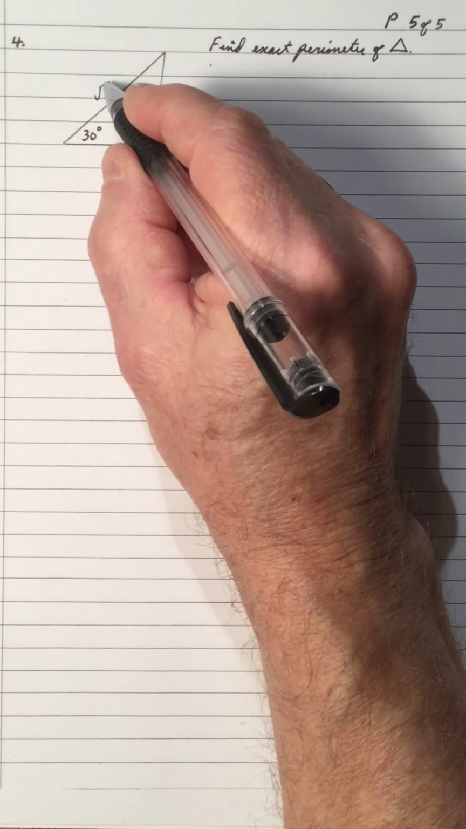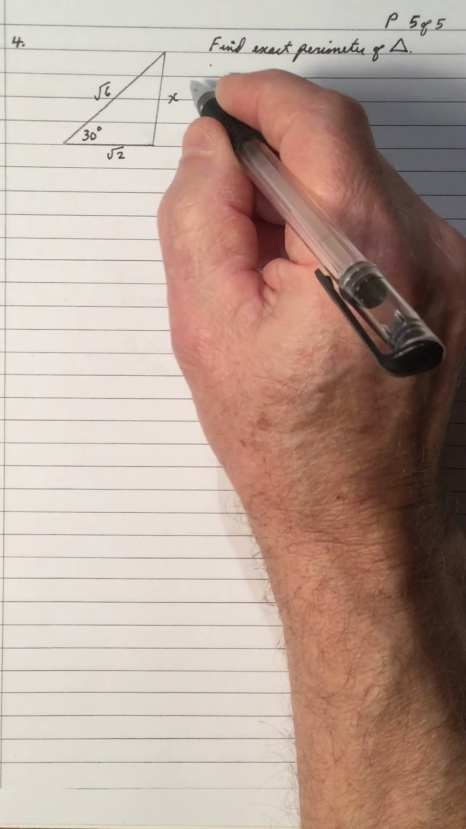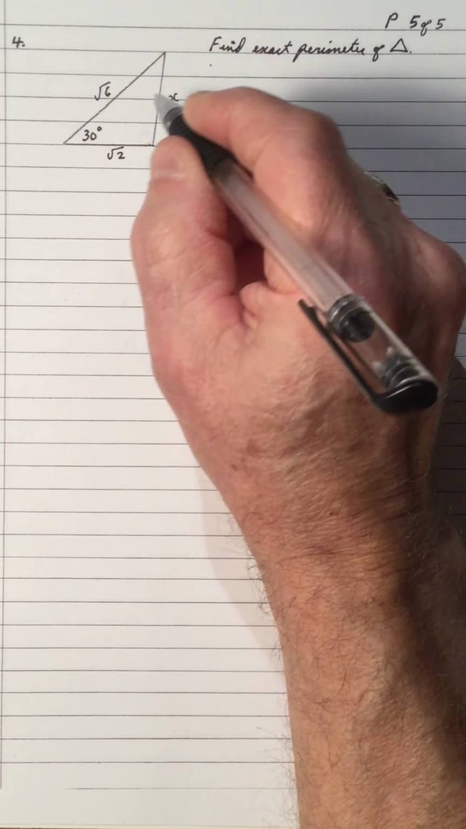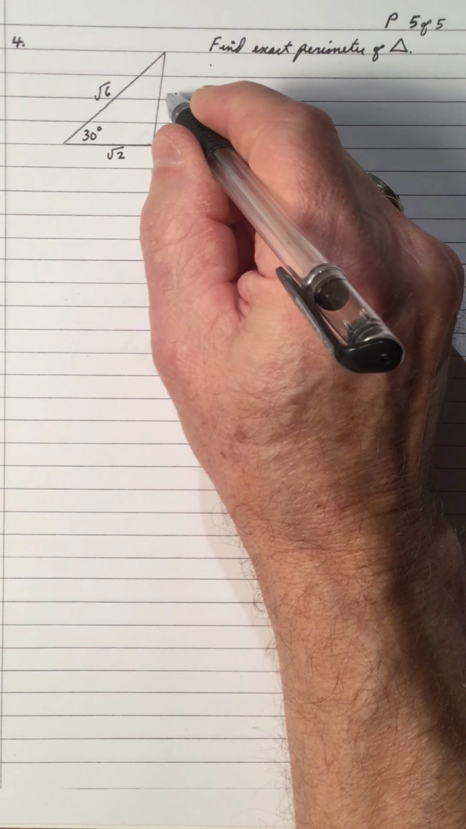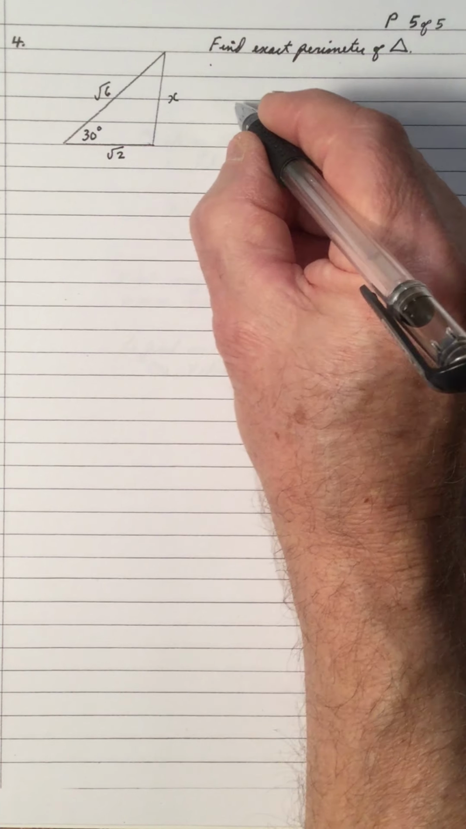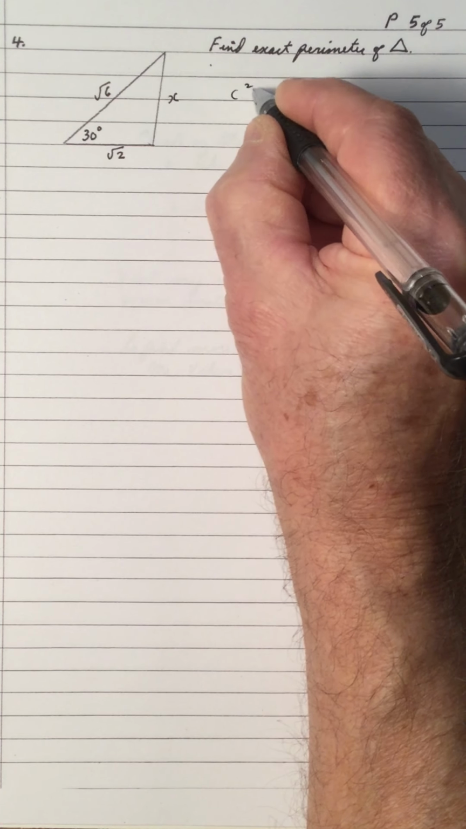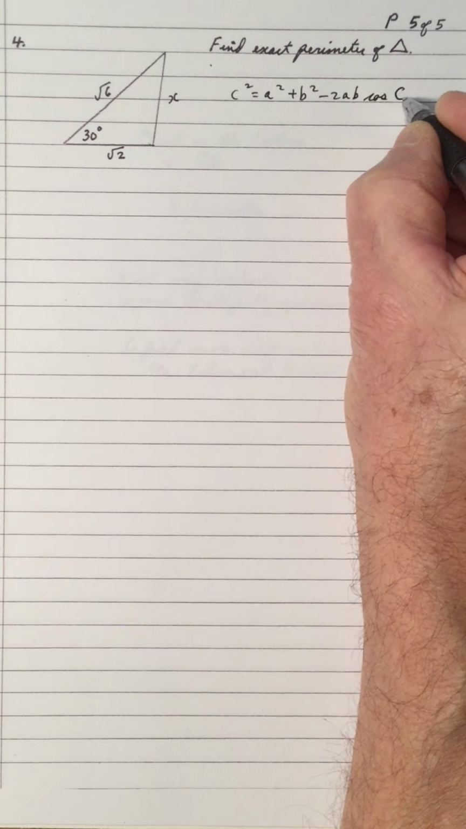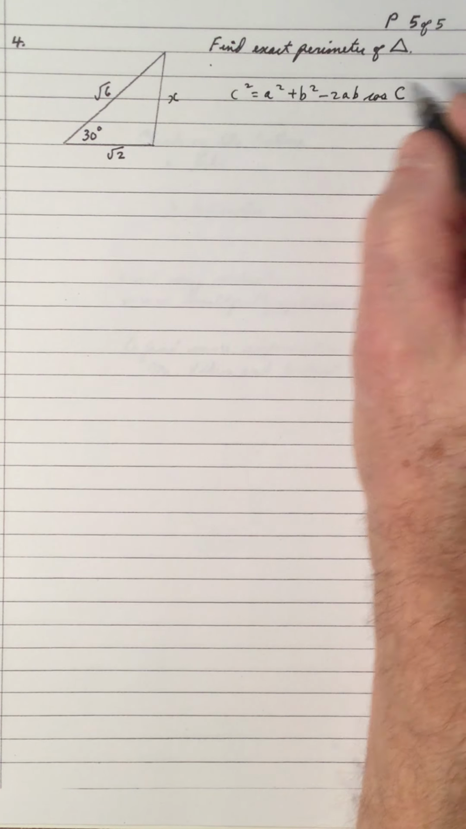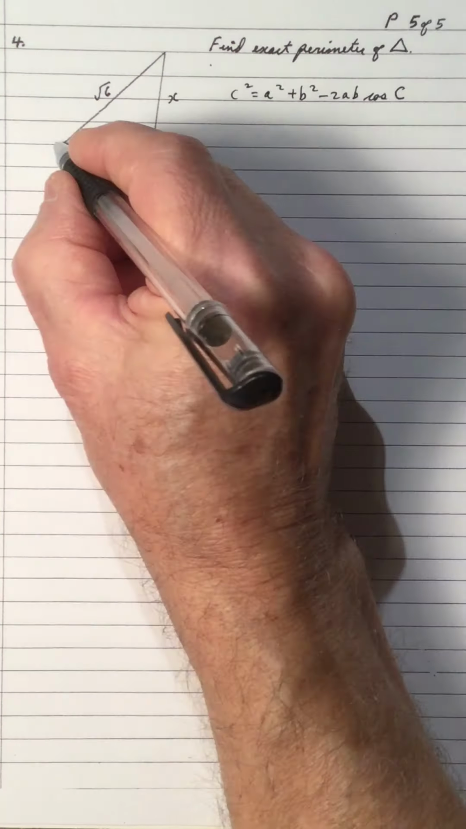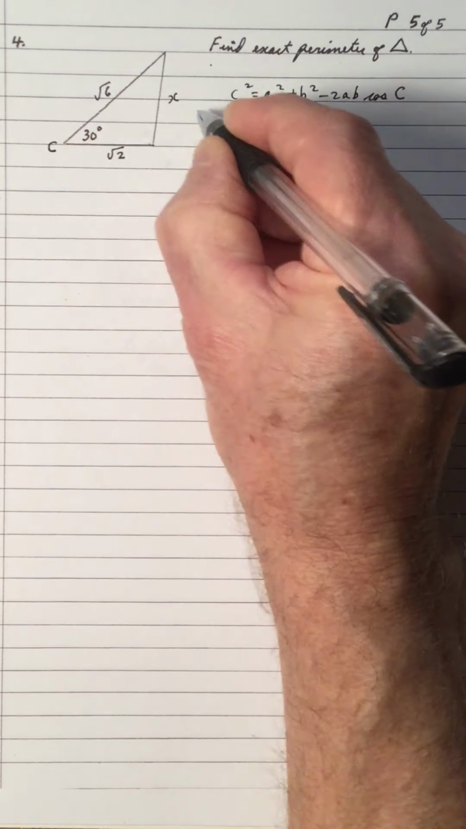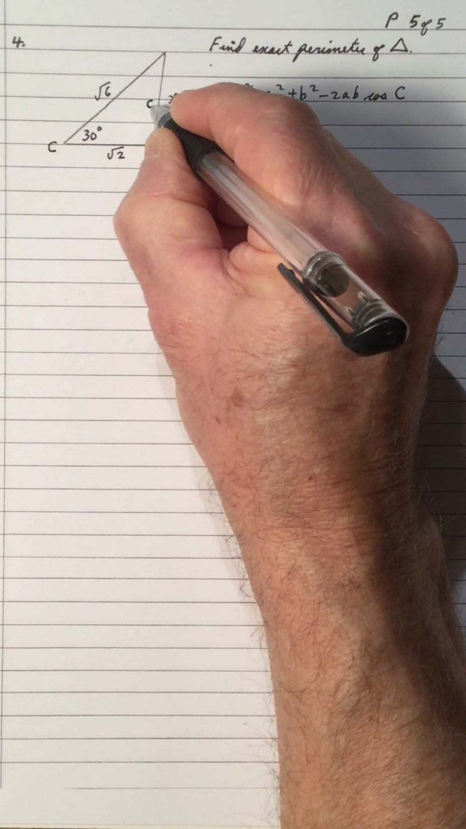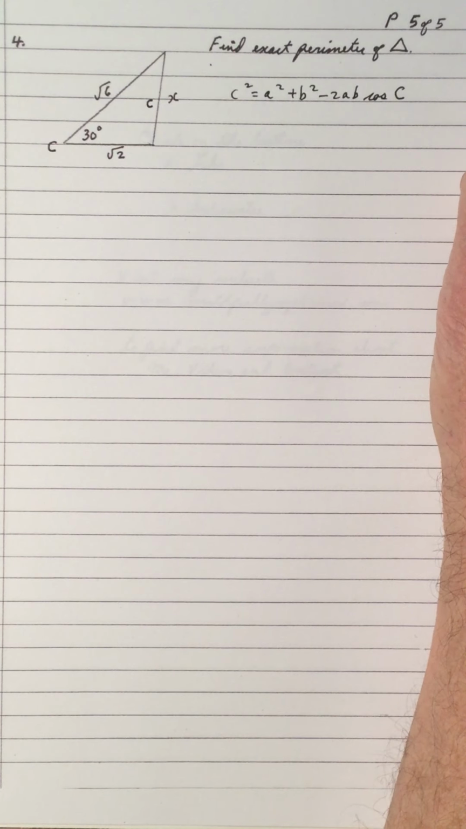So I have two sides and an included angle. I don't have a right triangle, so I can't use SOHCAHTOA. I don't have an angle and a side, so I can't use sine law. So I will use the cosine law. c squared is a squared plus b squared minus 2ab cosine c. Since I have a 30 here, I'm going to call that C, and I'm going to let this one be small c. So, as a result, c is x.